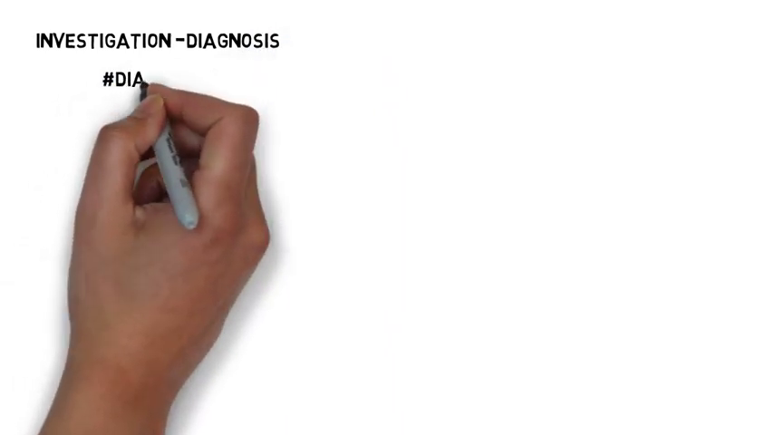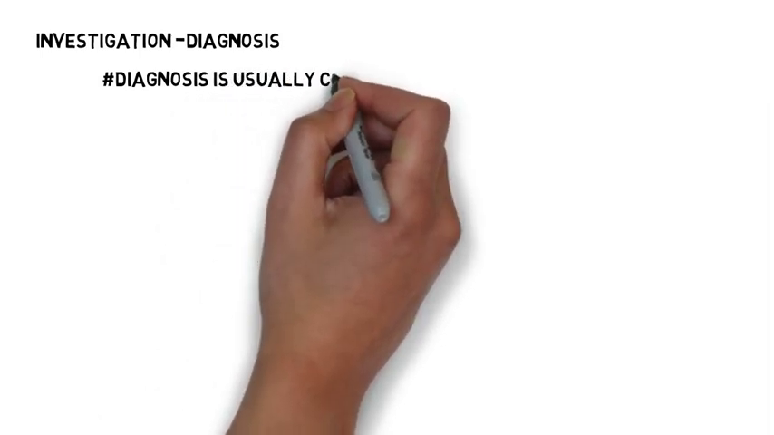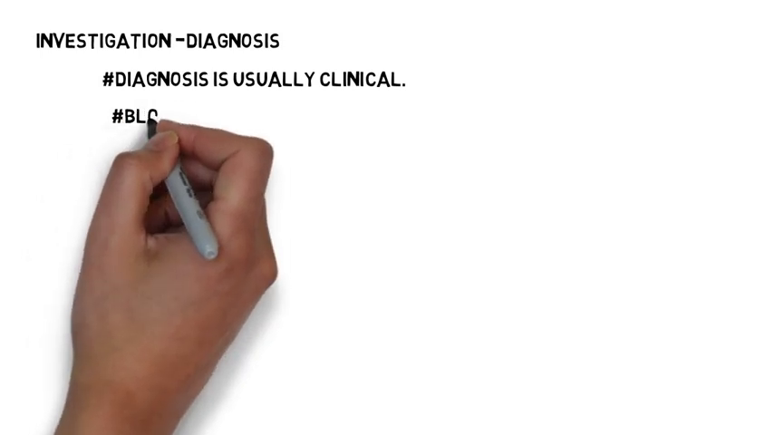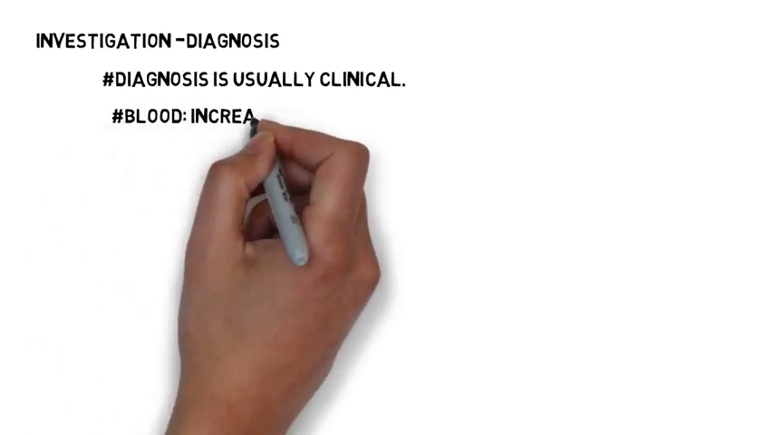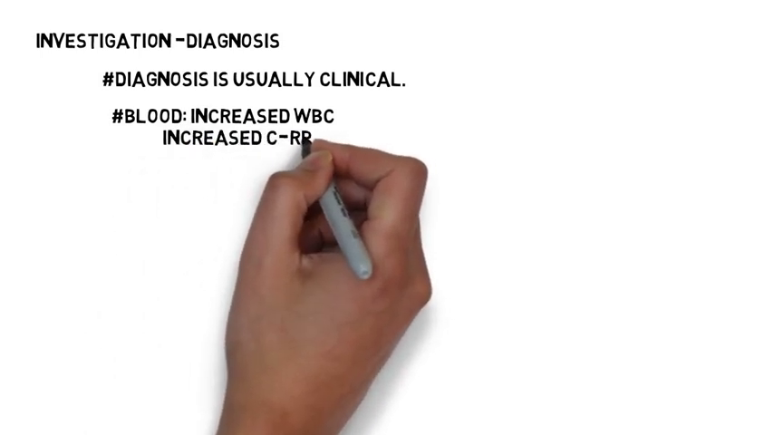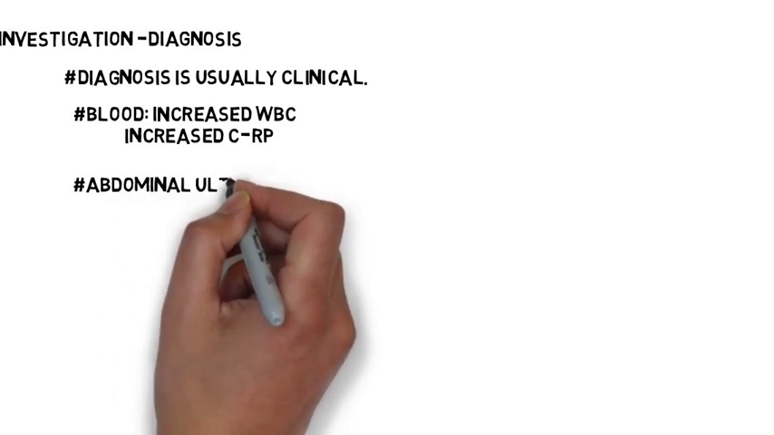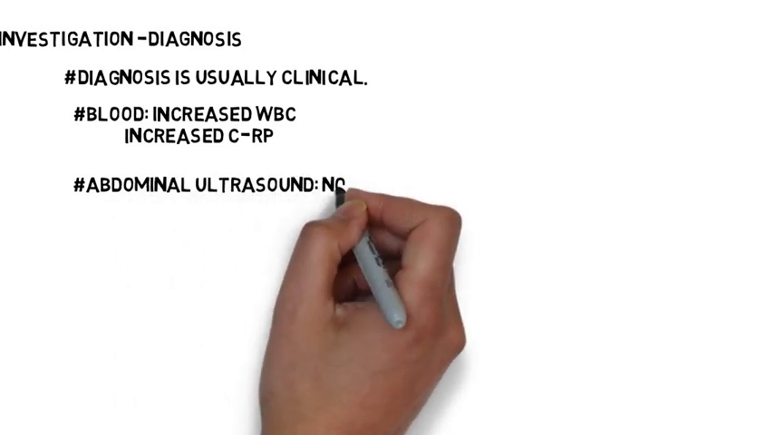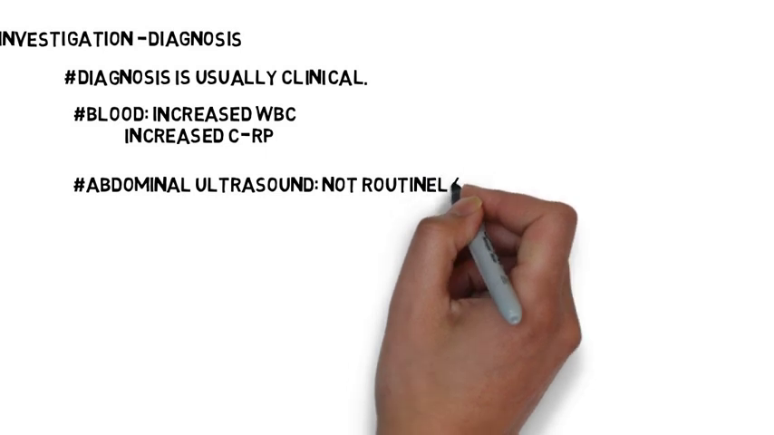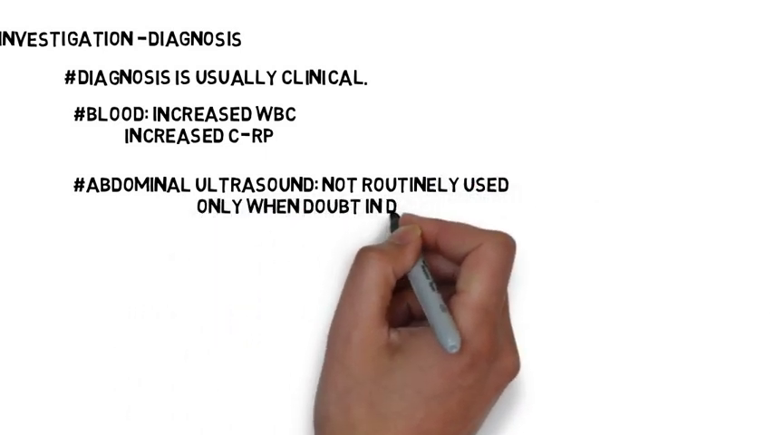Now, talking about the investigation and diagnosis, the diagnosis is usually clinical, and when seen in the blood, there is increased WBC and increased C-reactive protein due to the inflammation. Abdominal ultrasound is not so common, but it is done when the doctors are in doubt.